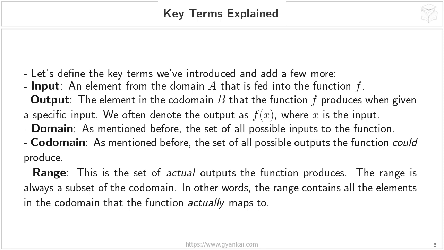Think of it like this. The codomain is everything the function could output, and the range is everything it actually outputs. We'll see this distinction between codomain and range illustrated with examples on the next few slides, so it's important to keep this difference clear in your mind. Understanding the range is key to fully grasping how a function behaves.